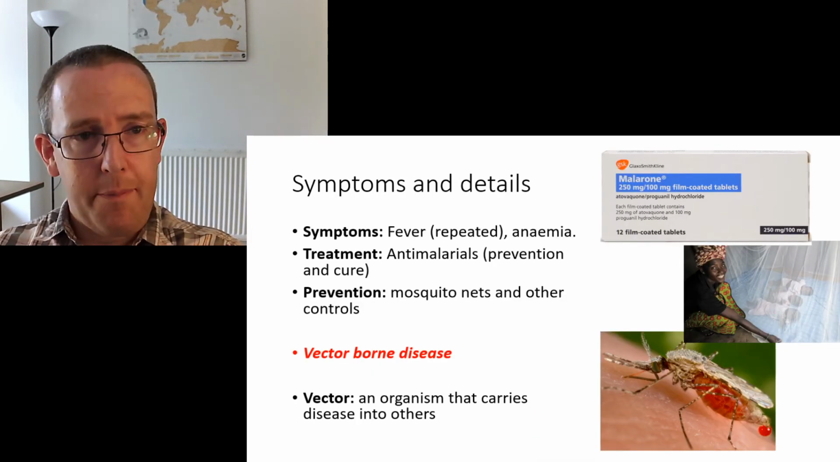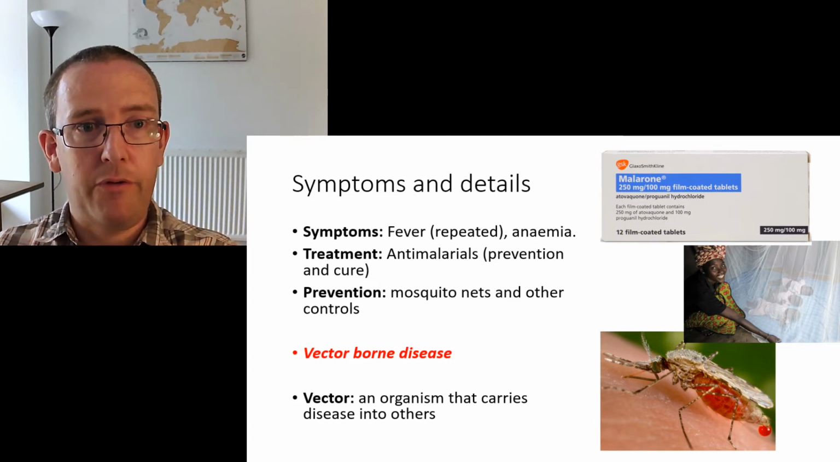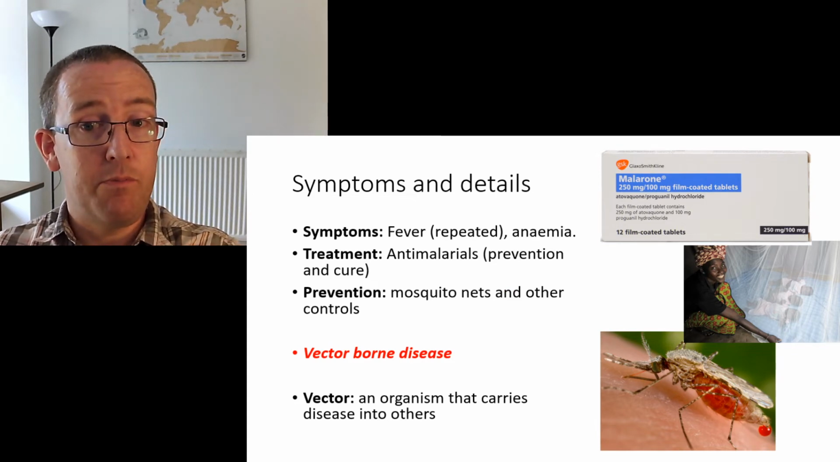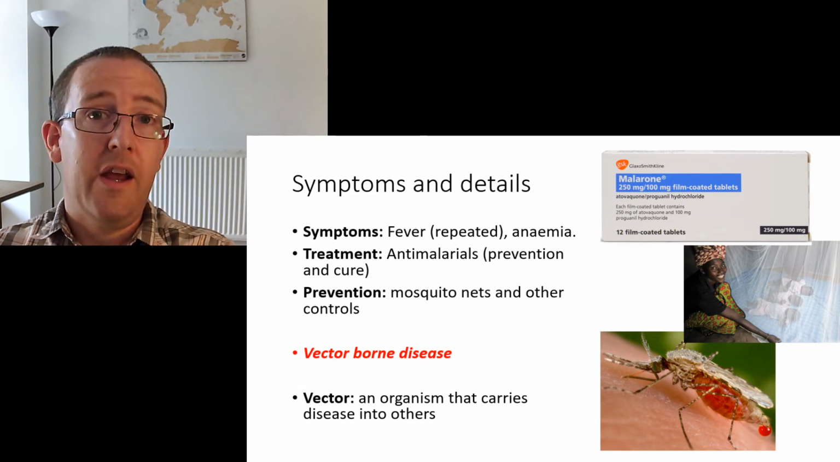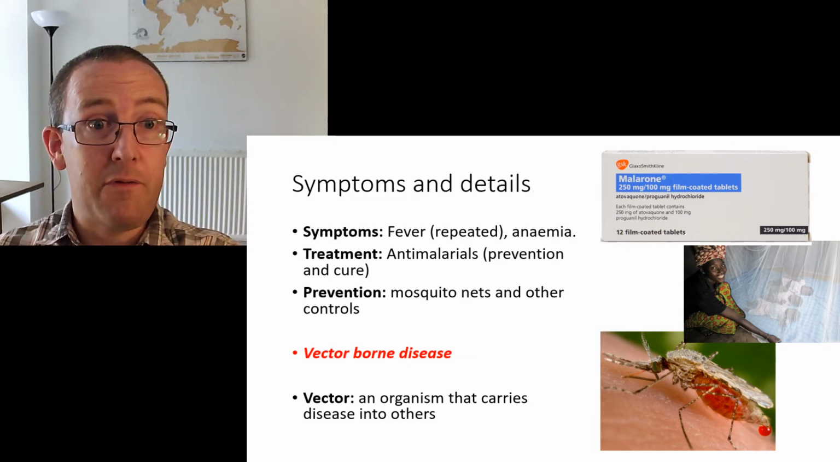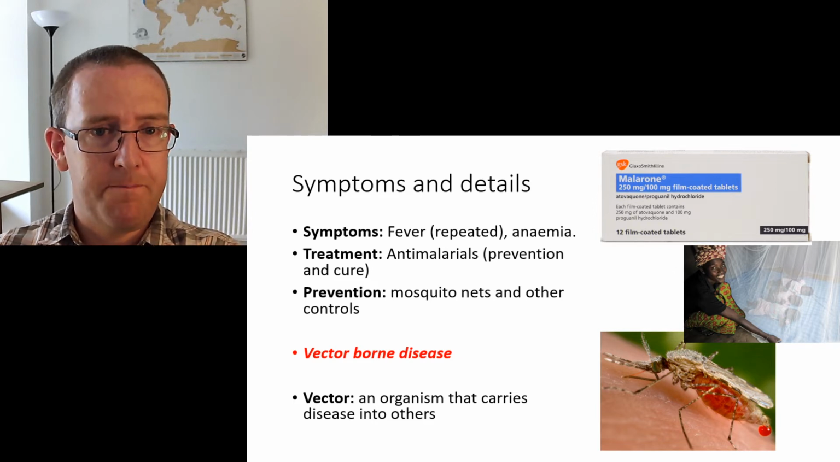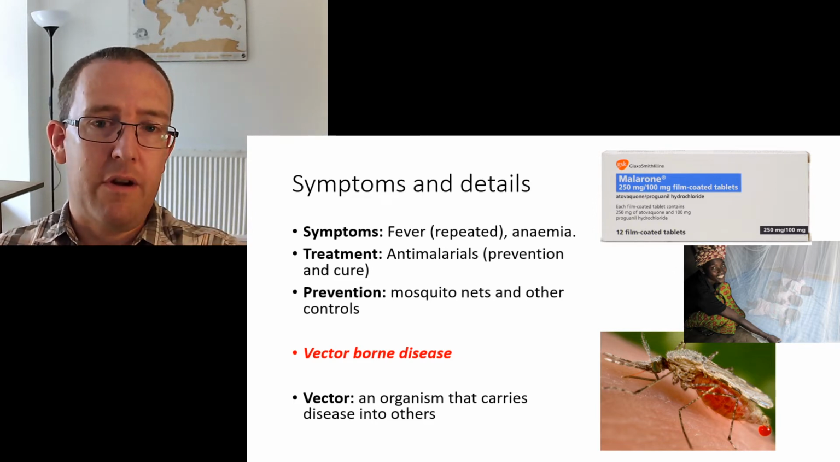So, what happens if you get malaria? Well, symptoms-wise, you get repeated bouts of fever because the malaria is attacking your blood, and as it bursts out of your blood cells, it causes your body to go into a fever reaction to try and fight it off, and that fever can be fatal. Okay? Now, treatment is quite straightforward.